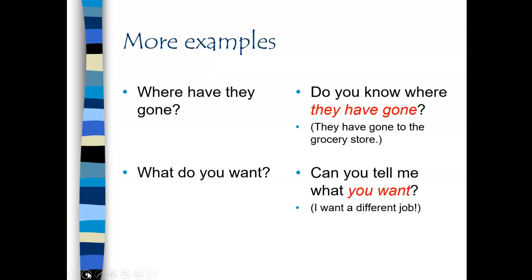More examples. Where have they gone? This is my direct question. When I make my indirect question, I could start it with do you know? Do you know where they have gone? They have gone. We see that exact same structure here in the answer. They have gone to the grocery store.